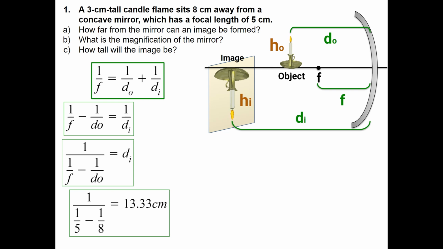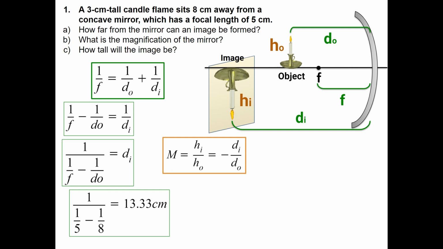Okay, so that was part A. Let's move on to part B. What is the magnification of the mirror? Magnification, okay, so that was in this equation. Magnification is capital M, so we need to solve for that. So we've got a choice. Do we use HI over HO?